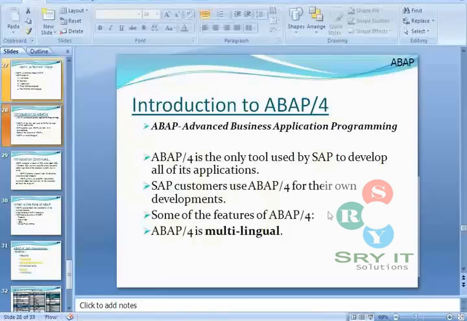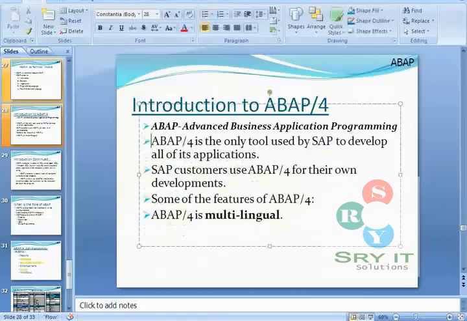So that's a naming convention you need to follow, and it's not case sensitive. ABAP is not case sensitive. You can write any case, uppercase, lowercase, or mix the two cases, and it can understand.